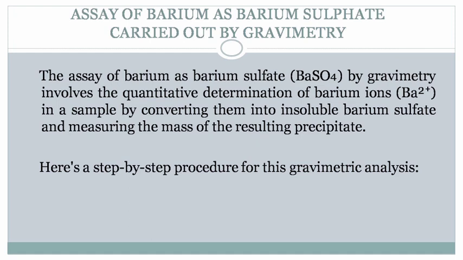The assay of barium as barium sulphate, BaSO4, by gravimetry involves the quantitative determination of barium ions, Ba2+, in a sample by converting them into insoluble barium sulphate and measuring the mass of the resulting precipitate. Here's a step-by-step procedure for this gravimetric analysis.